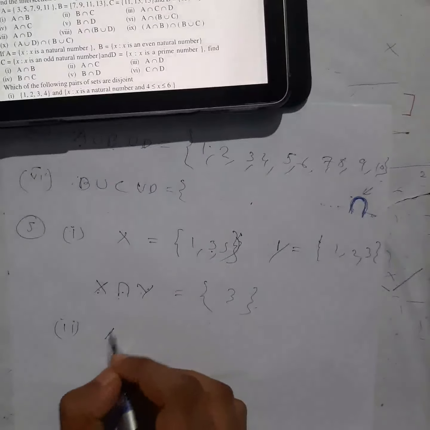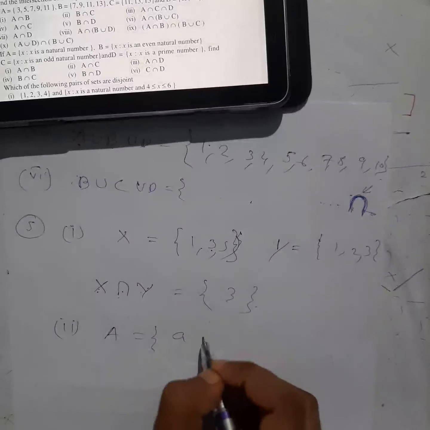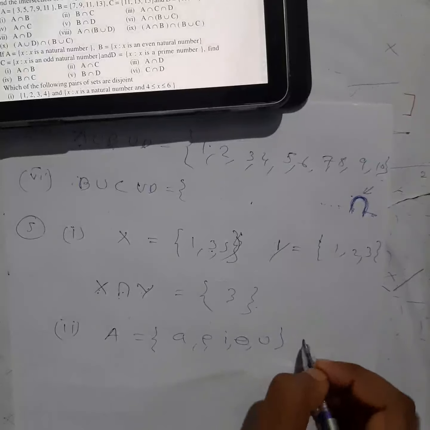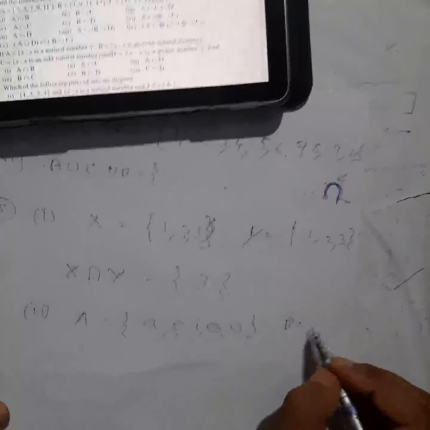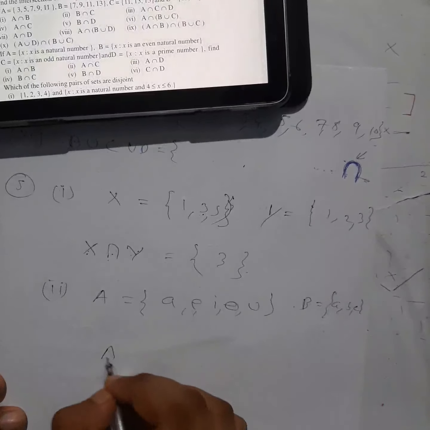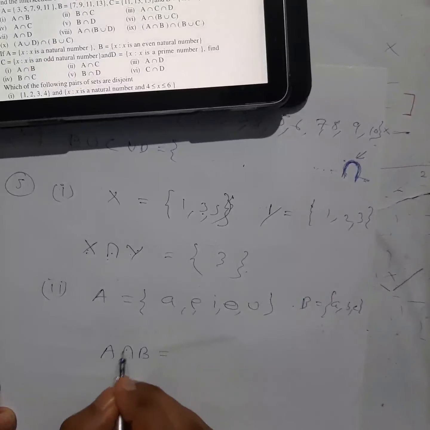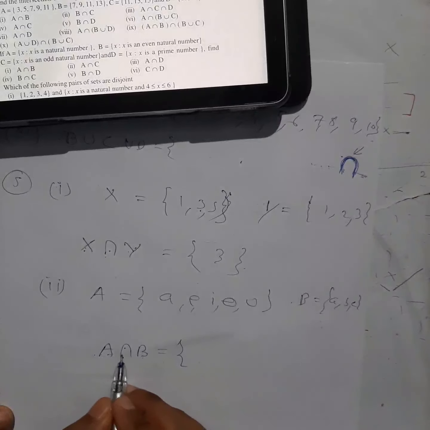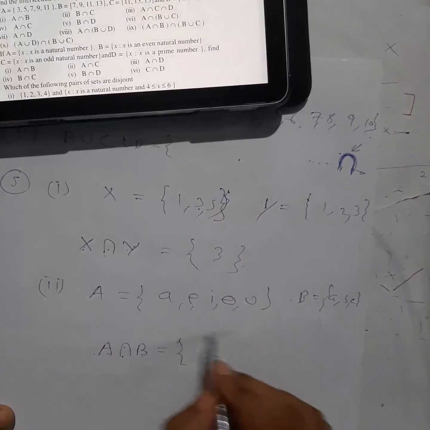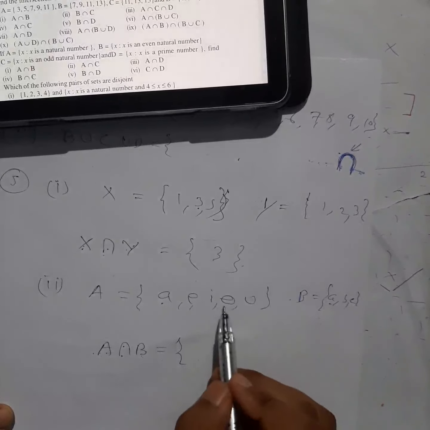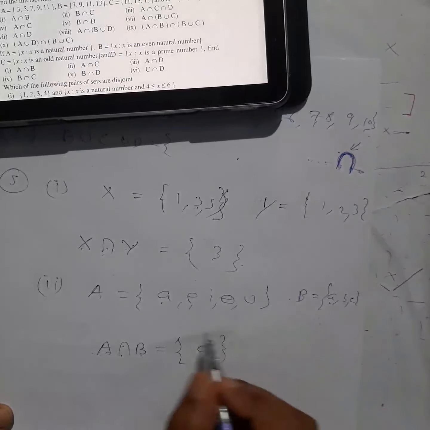Number 2, what is the set given? Set A: a, e, i, o, u. All the vowels are given here. Set B is given: a, b, c. Now I have to find the intersection, meaning common elements between A and B. This is a set where the elements are common elements of A and B. What are the common elements of A and B? a is common. Anything else? No. So only a will be in the set.